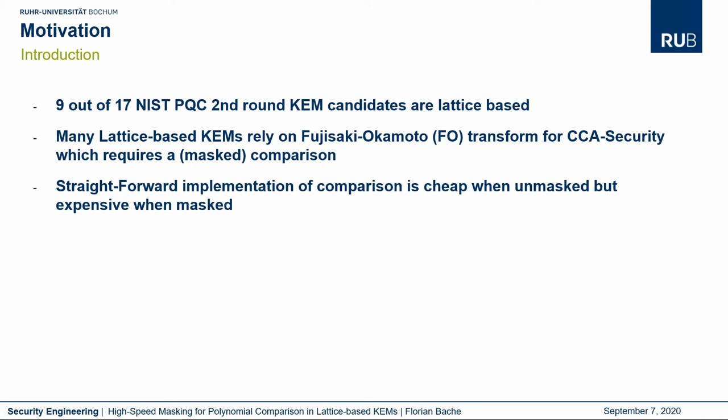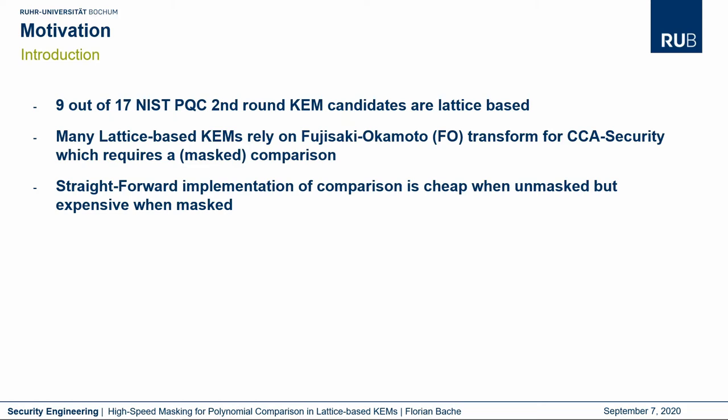In our paper, we're interested in applying masking countermeasures to post-quantum cryptography, specifically key encapsulation mechanisms that are based on lattices. And many of these lattice-based KEMs rely on the Fujisaki-Okamoto transform to achieve the required CCA security, that is security against a chosen ciphertext attacker. And one of the parts of this transform is a comparison step in which the re-encrypted plaintext is compared with the input ciphertext. So this comparison is very simple and fast in the unmasked case, but if we apply masking to the decapsulation, then it becomes very expensive, especially at higher orders.